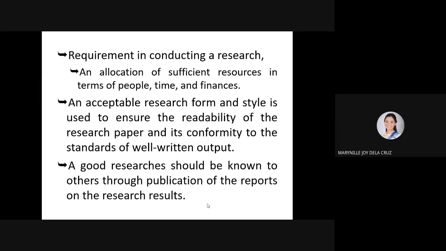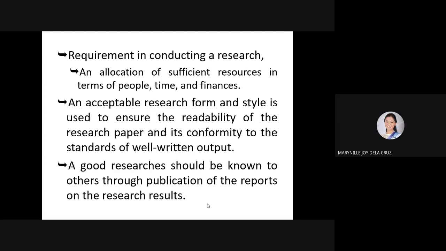Okay, and the next one is an acceptable research form and style, used to ensure the credibility of a research paper and its conformity to the standard of a well-written output. Meaning, this is what we are going to discuss today. I'm going to teach you the guidelines on how to write the research report by following the format, and what font and style you're going to use for your final term paper.